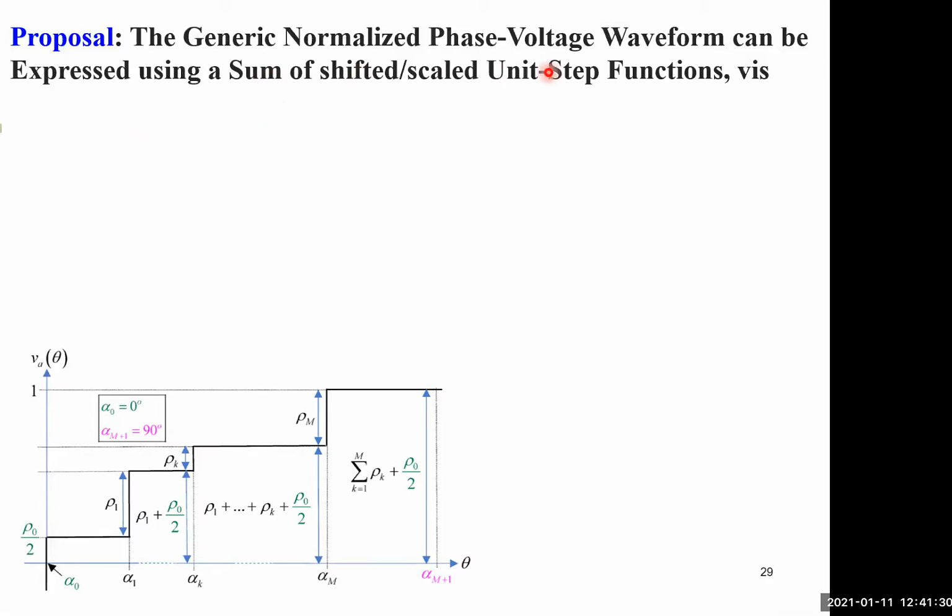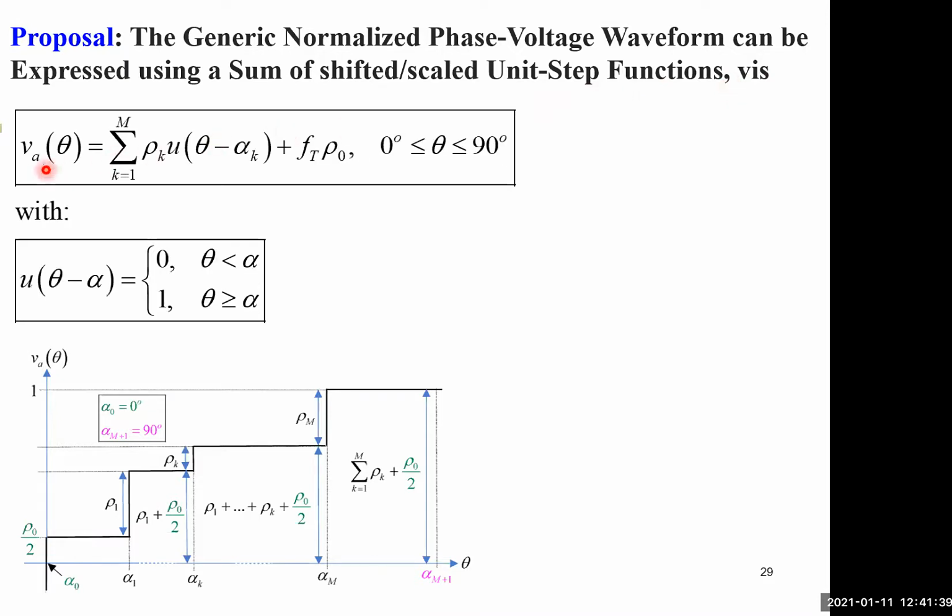The generic normalized phase voltage waveform can be expressed using a summation of shifted and scaled unit step functions, Heaviside functions. This is the VA of theta. You can see this summation from k equals 1 up to m of rho k, just scaling and shifting the unit step function. This is optional, okay? This is the toggle function for even or odd values. And this is the definition of the Heaviside function, or the unit step function.